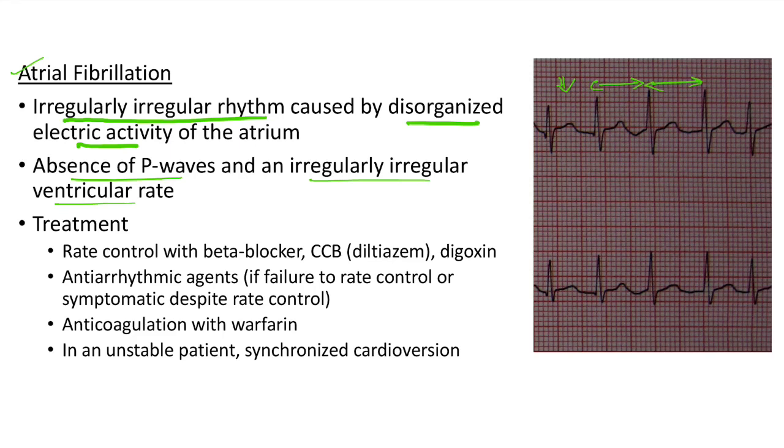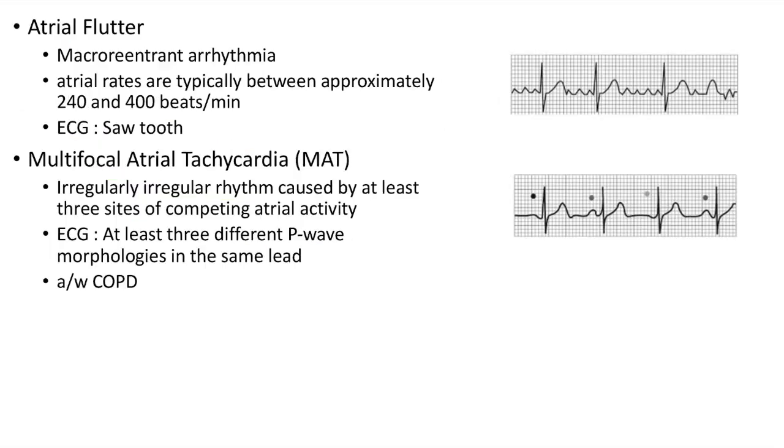Now let us see about the treatment of atrial fibrillation. We have to do rate control with beta blocker, calcium channel blockers like diltiazem or digoxin. Antiarrhythmic agents can be used if there is failure to control rate or symptomatic despite rate control. We can give anticoagulation with warfarin. If the patient is unstable, we can do synchronized cardioversion.